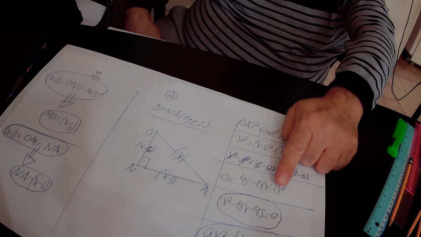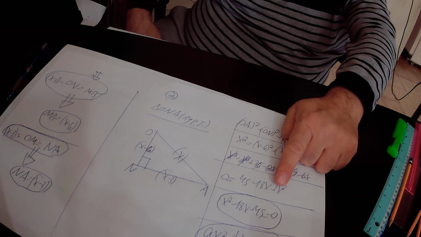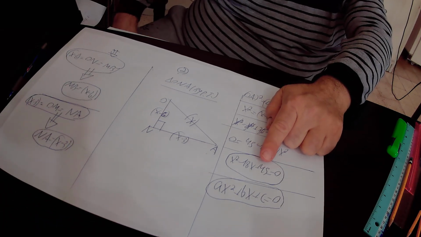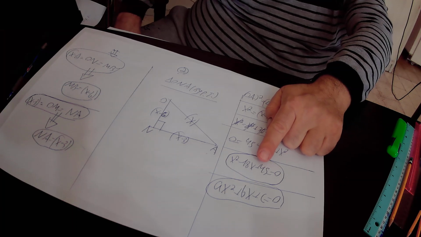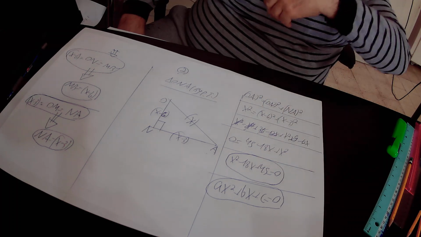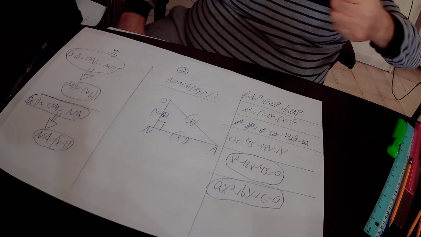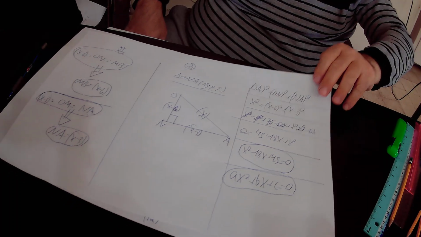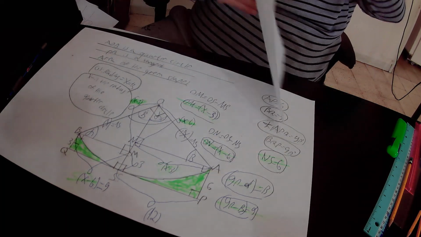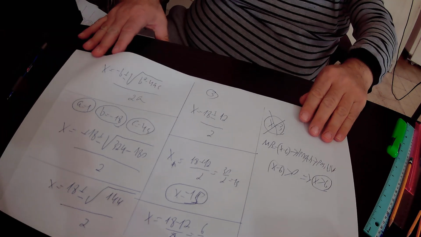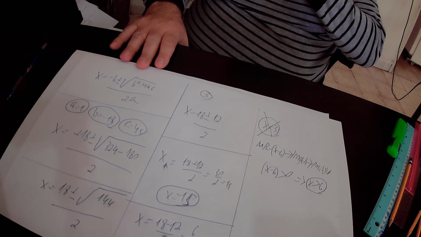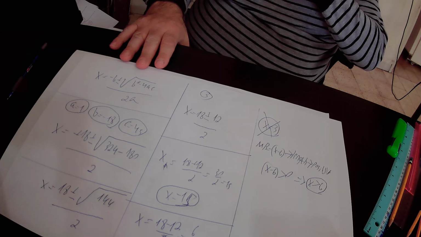So this is a quadratic equation, and the general form of a quadratic equation is ax squared plus bx plus c equals 0. In this general form, a, b, and c are the coefficients of the quadratic equation, and x is the variable that we are looking for. And we will find the value of x according to the following formula: x equals minus b plus or minus the square root of b squared minus 4ac, over 2a.